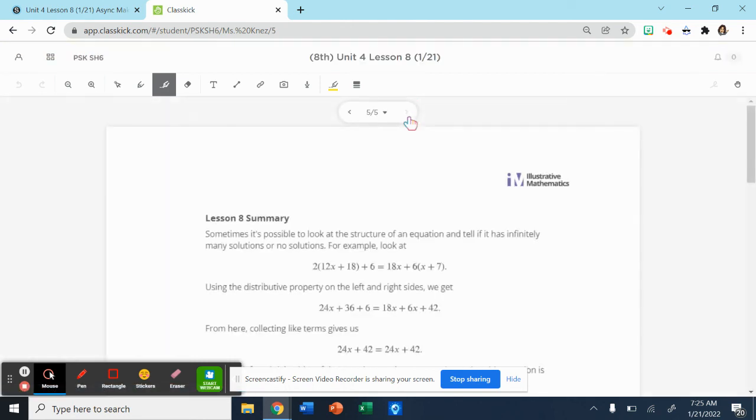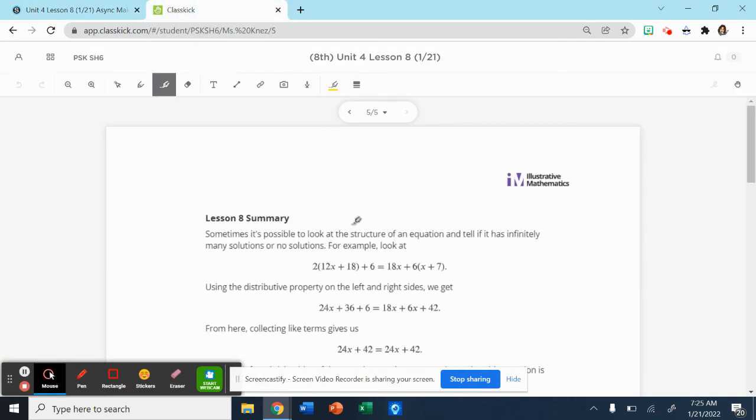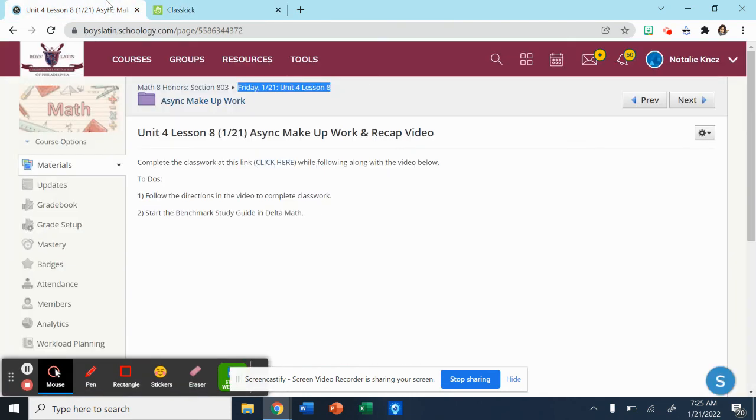Once you complete 8.3, there's a lesson summary on slide 5, and then there will be a study guide posted in the Friday main folder here that you also need to complete before the benchmark exam on Wednesday. So to recap, what you have left to do is complete activity 8.3 on slides 3 and 4, and then start your benchmark study guide in the main folder. If you have any questions, make sure that you send me an email.